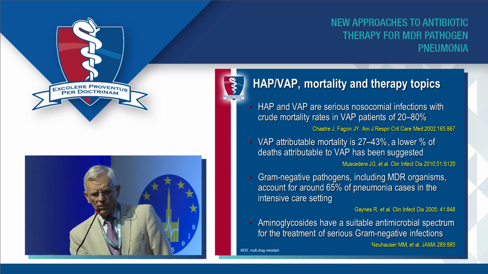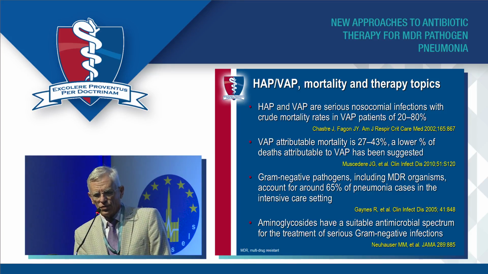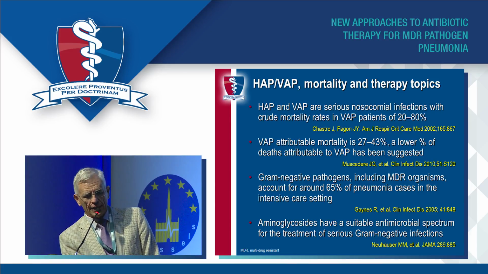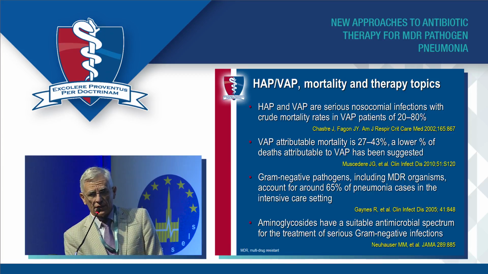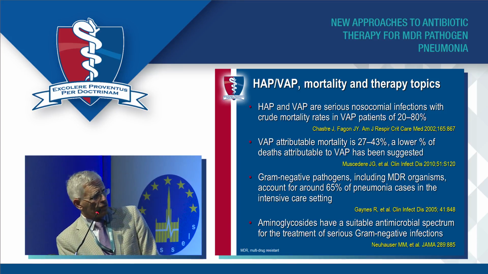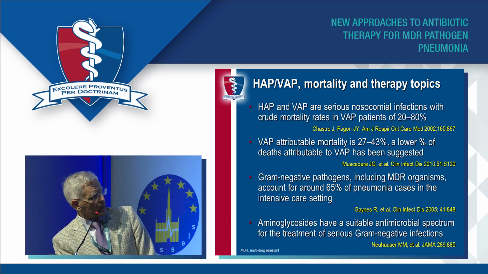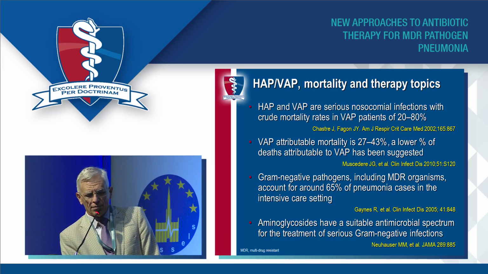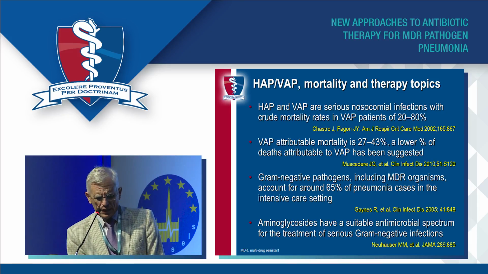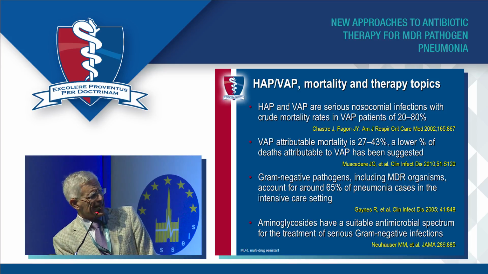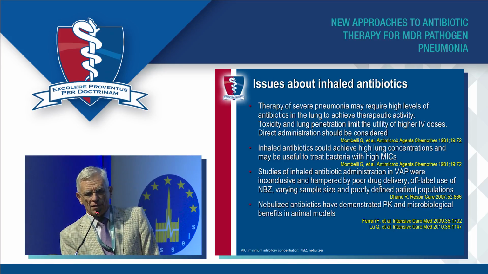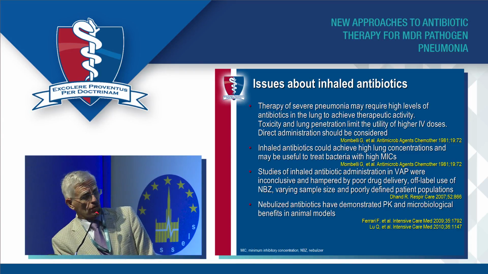But there are a lot of issues for all of you now about the severity of HAP and VAP, particularly VAP, that is a disease that has a high mortality and a high attributable mortality also. The gram-negative pathogens, particularly the multi-drug resistant pathogens, account for 65% or more of the cases of pneumonia in intensive care. And the aminoglycosides are suitable. The problem is that when administered intravenously, they do not have very good PK and PD. So the administration of this therapy by nebulization could achieve very high concentrations and be very useful for therapy.